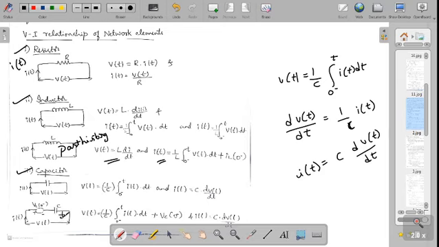If the capacitor is already carrying some voltage before it is placed in the circuit, what we need to do is add the voltage. Just look over here: integration from 0 minus to t of I of t into dt plus Vc of 0 minus. We need to add the extra term Vc of 0 minus.